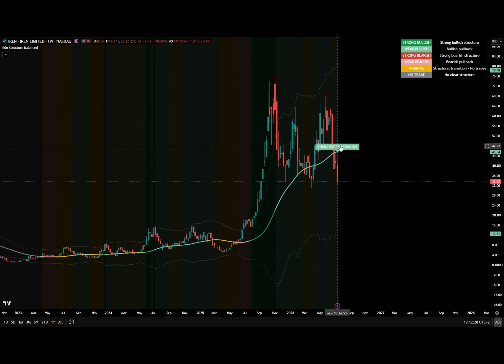Now let's switch to a different asset, IREN, on the weekly. Same indicator, and now the state reads weak bullish. The bias is still bullish, but notice the difference: price has come back inside the bands. This is a structure that is breathing, a pullback within an uptrend, not necessarily a reversal.